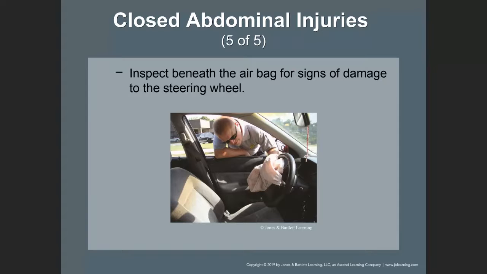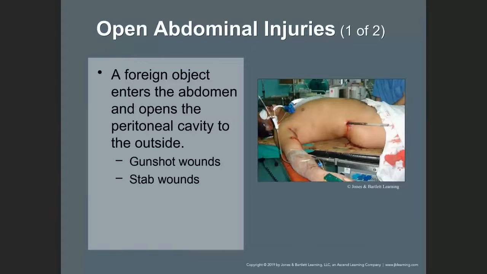Inspect beneath the airbag for signs of damage to the steering wheel, and if it's damaged, start to think about where on the patient caused it to be damaged and which area of the steering wheel is damaged. Open abdominal injuries: a foreign object enters the abdomen and opens the peritoneal cavity to the outside. Gunshot wounds and stab wounds are common causes.